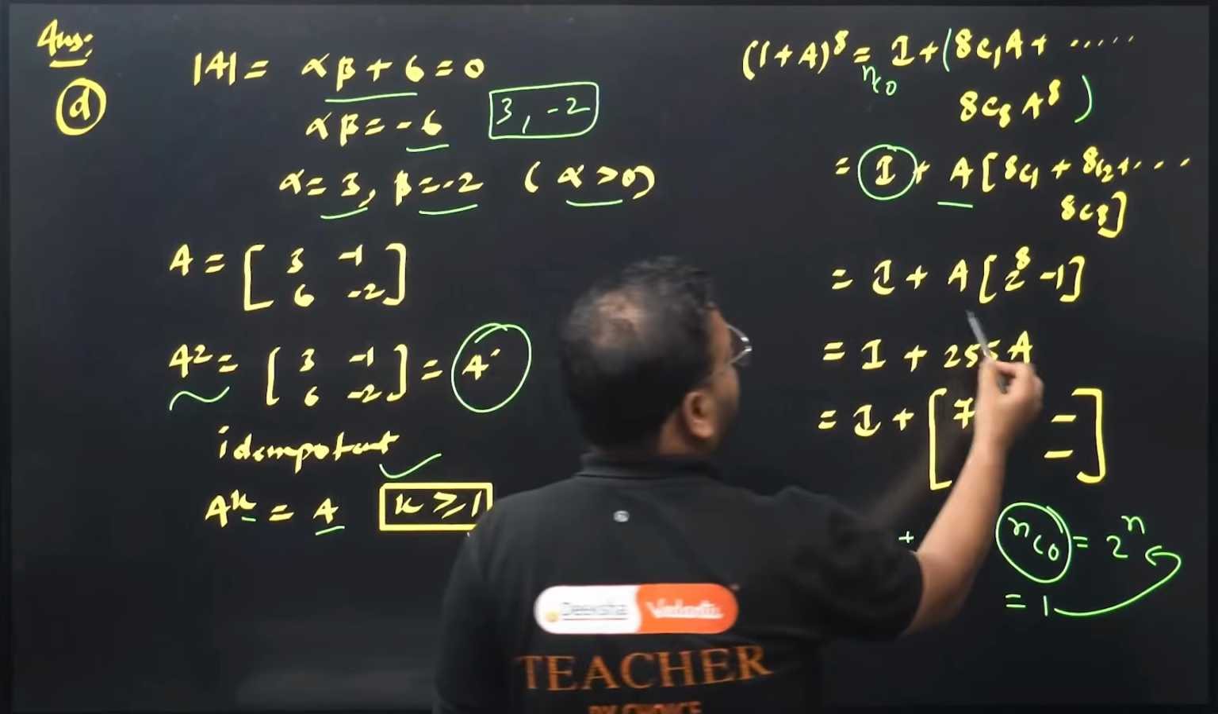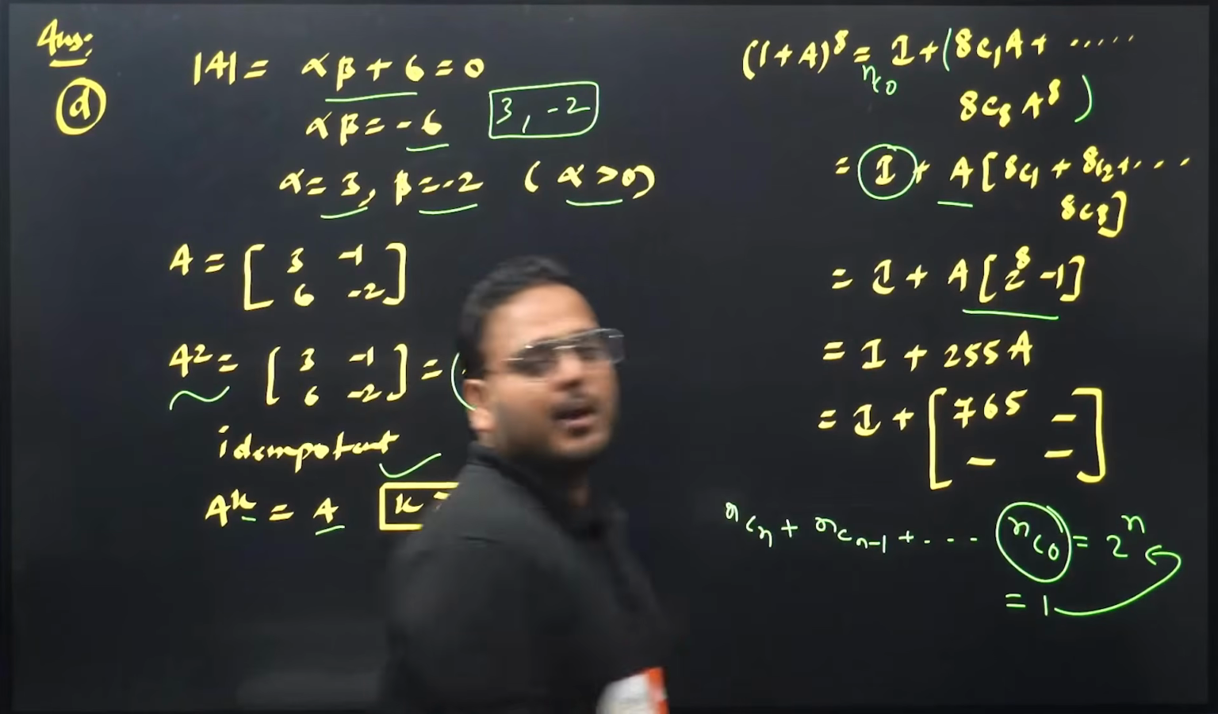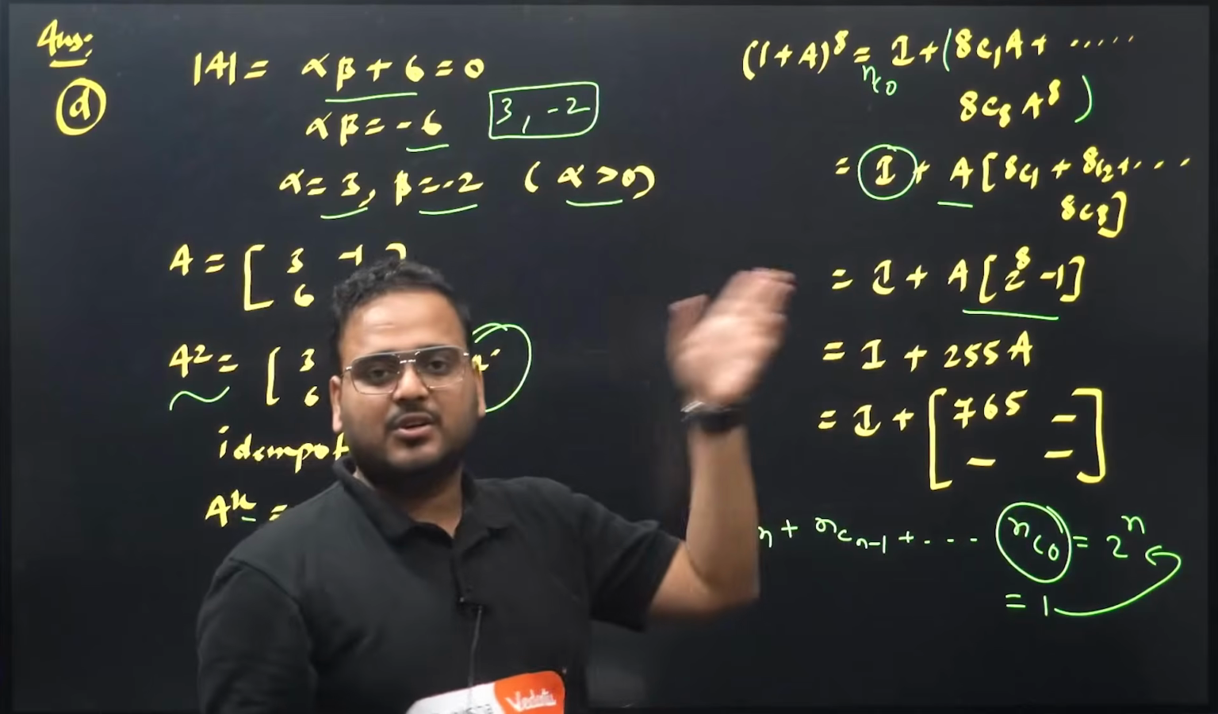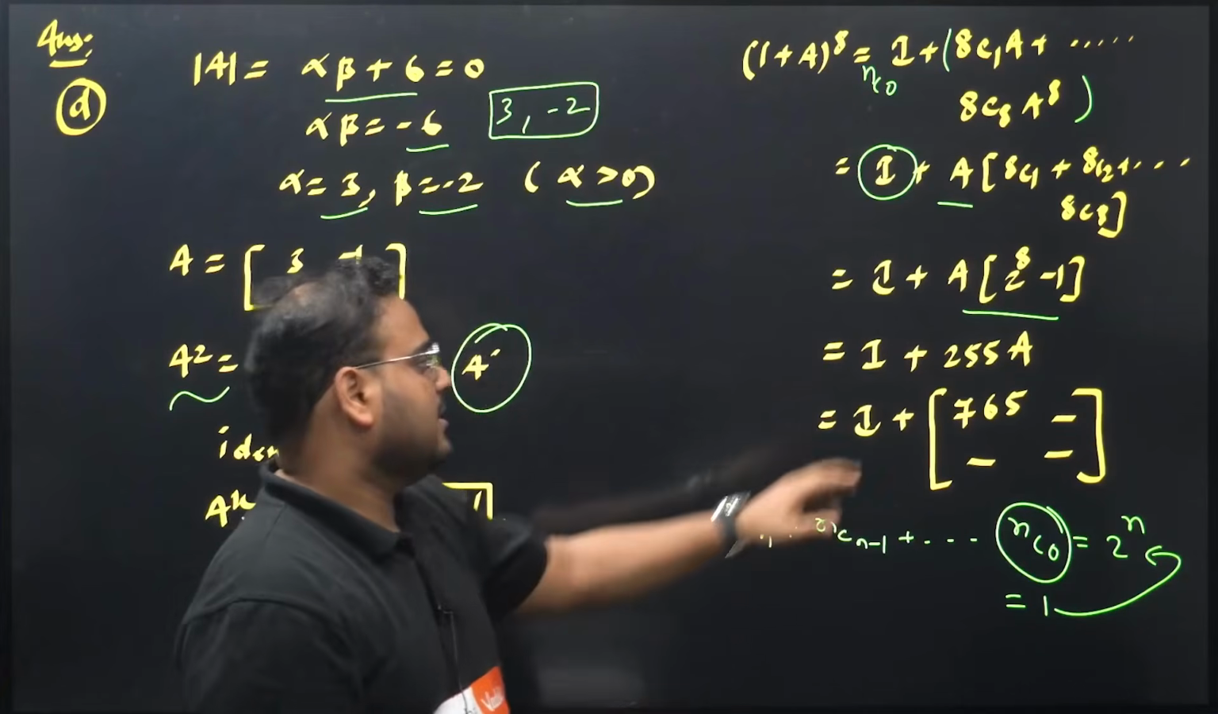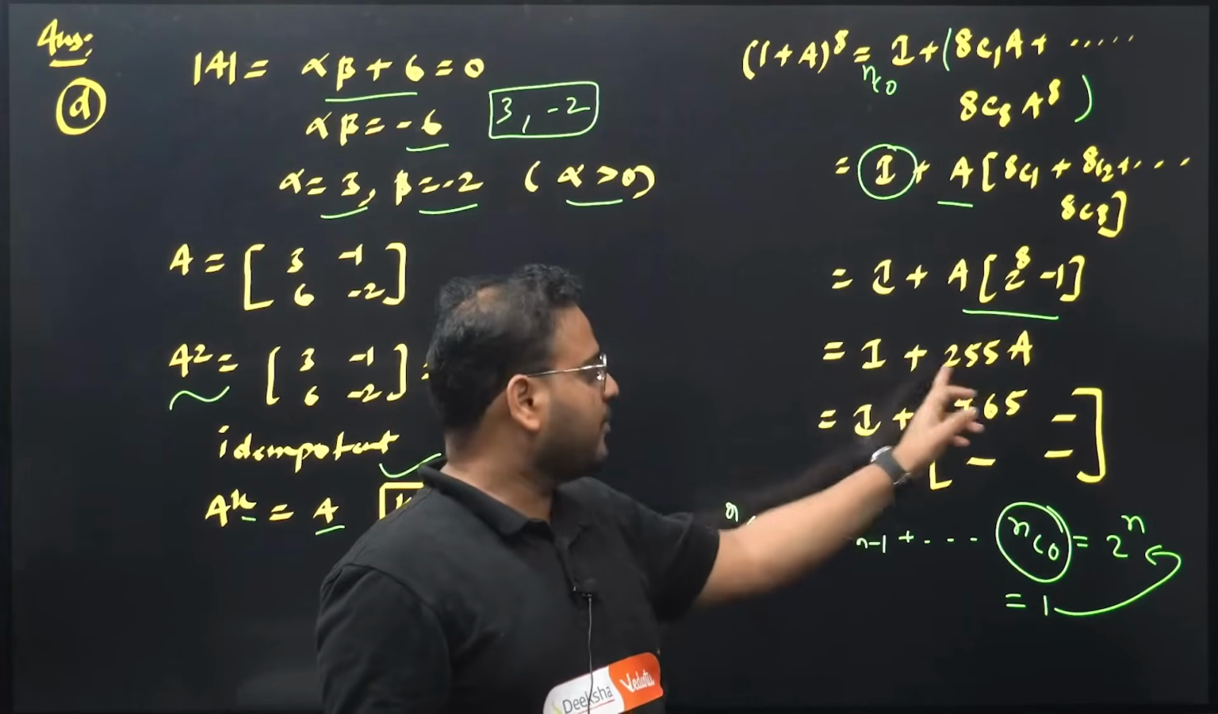Same thing I've written over here. N is 8, which means 2 power 8 minus 1. 2 power 8 is how much? 2 power 10 is 1024. 2 power 8 is 256. Subtract 1 from that, you get 255A.